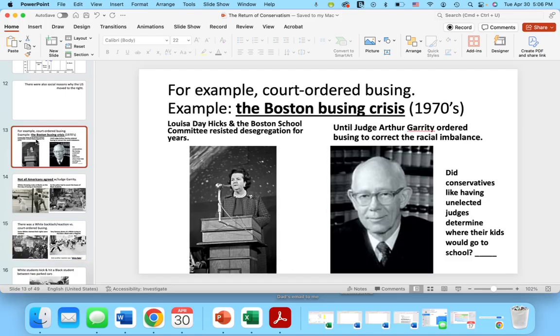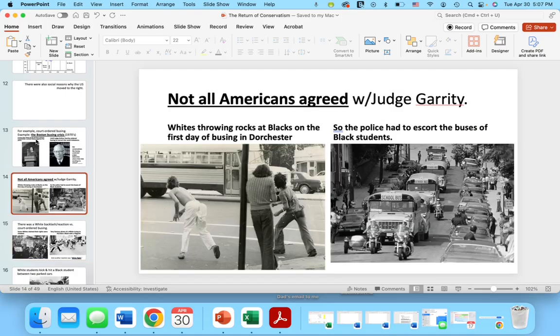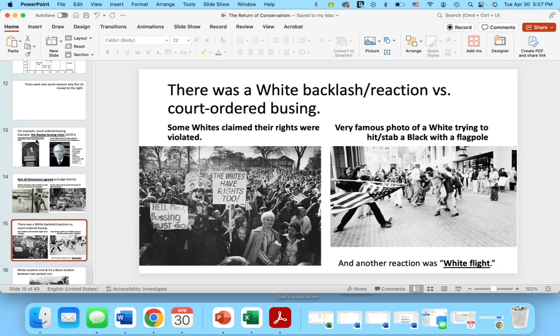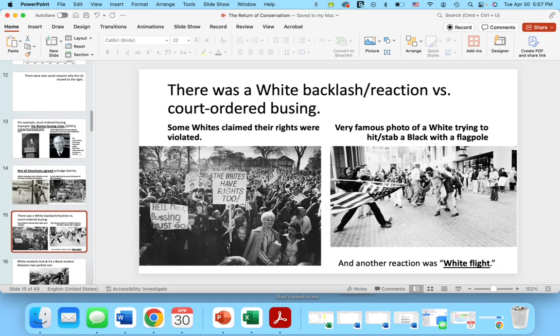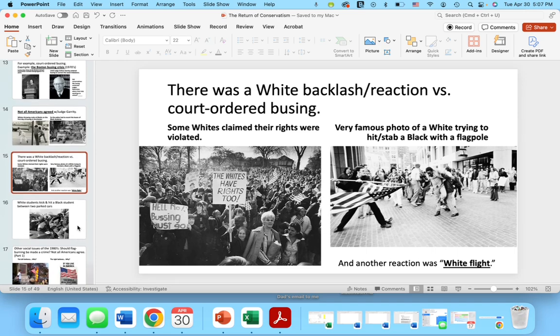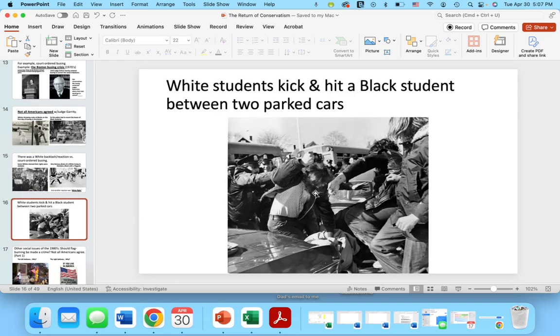When the judge ordered the Boston busing, there were a couple reactions. Some people reacted with violence. Some people reacted with demonstrations. And another reaction was white flight, and some whites moved to the suburbs. Here you see, unfortunately, two white kids hitting a black student between two parked cars.